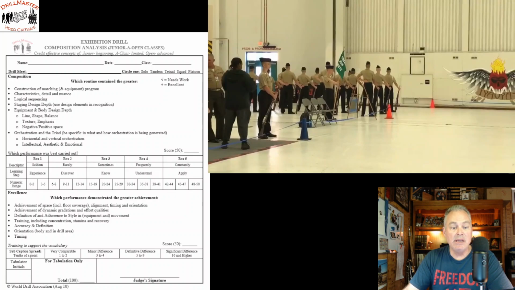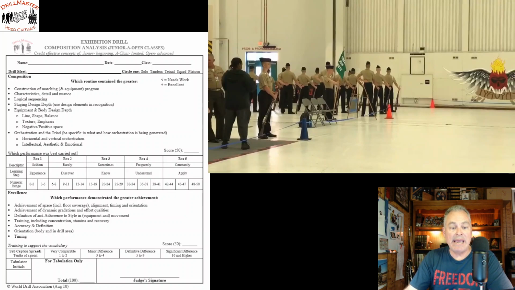Alrighty then, achievement of dynamic gradations and effort qualities. As I was talking about before, port spins. Then we get into single, double, triple. We're talking about exchanges, things like that. These are the effort qualities. Is it difficult to perform this, and yet there is an effortless body stance and an effortless look on the face, or is there effort shown? You're really trying to get this rifle to do what it's supposed to do at that time.